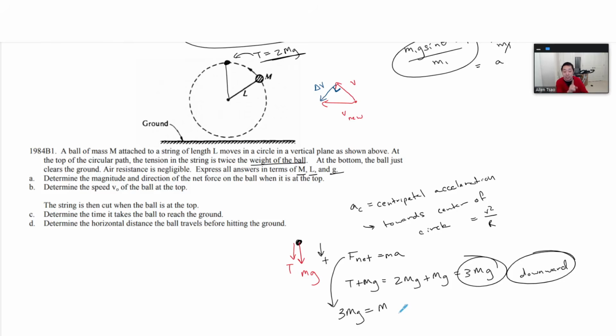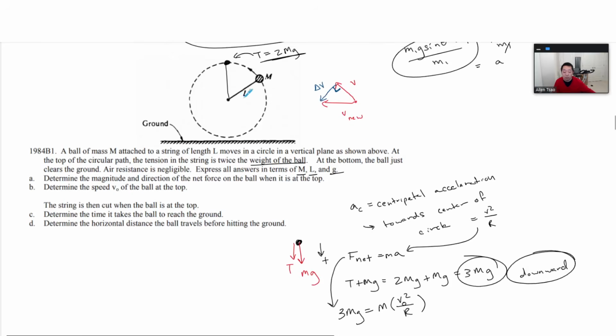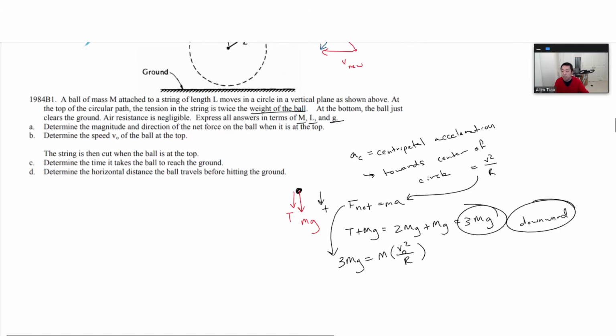Now here's the part that's different for circular motion. What kind of acceleration is experienced at the top here? Centripetal acceleration, because it's moving in a circle. That centripetal acceleration is equal to v squared over r. So instead of a, I put v squared over r. They called it v0 here. And the radius of the circle is L, so instead of r, I'm going to put L. It's the same thing, v squared over r, just in terms of the context here.